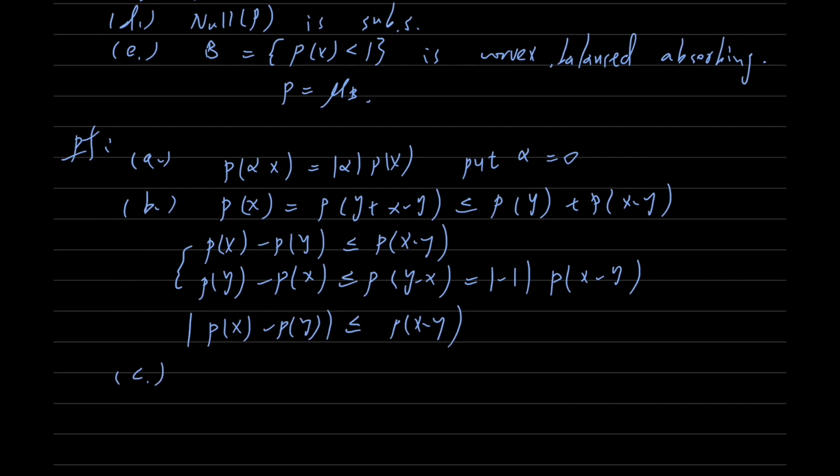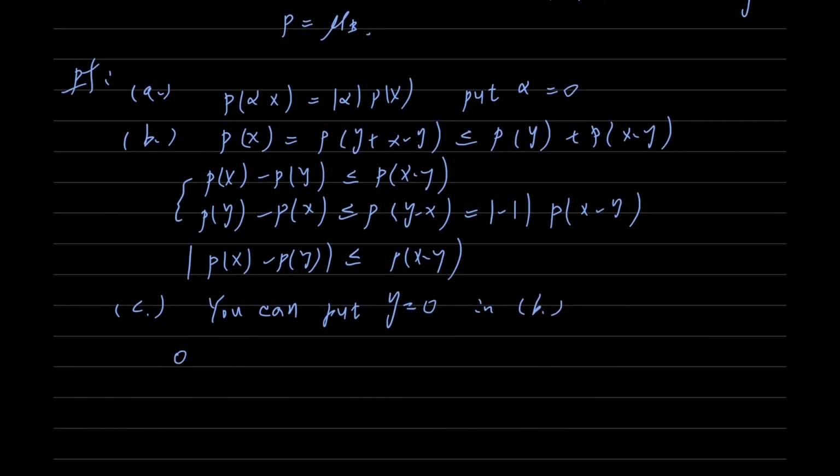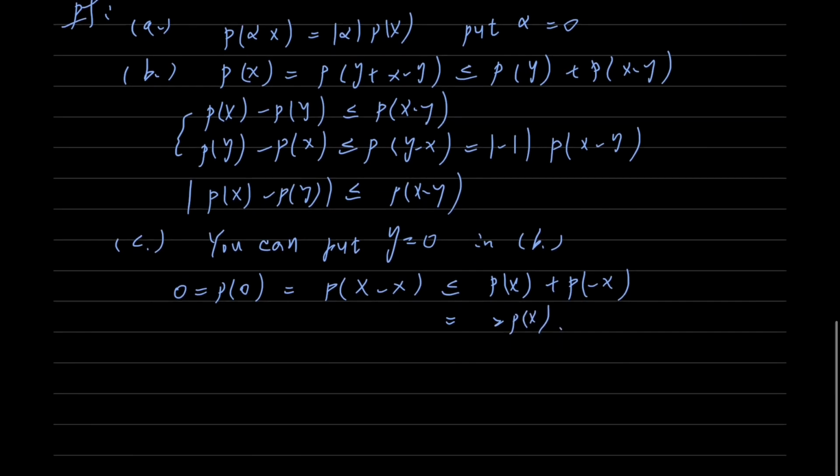So next, to prove C, you can put y equals 0 in B, or you can just calculate it directly. So 0 is P of 0, and again, we just write 0 as x minus x, and use the subadditivity and the scalar rule, and we get that it is non-negative. So these are very easy.